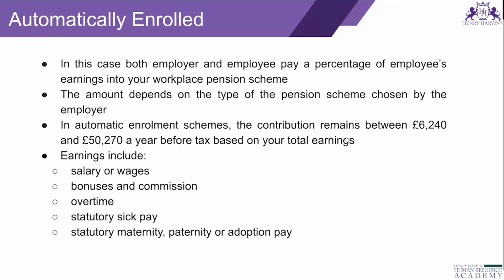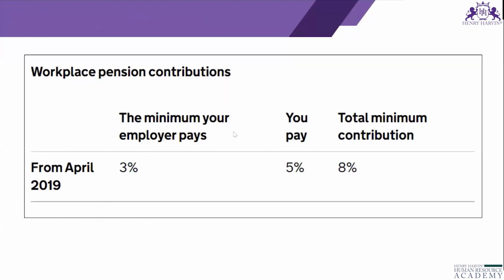Because even the student loan, it could be possible. Even the tax will be very less if we calculate tax. You see, from 2019 the rate got changed. Minimum employer pays 3%, and employee pays 5%. That is a total contribution of 8%.